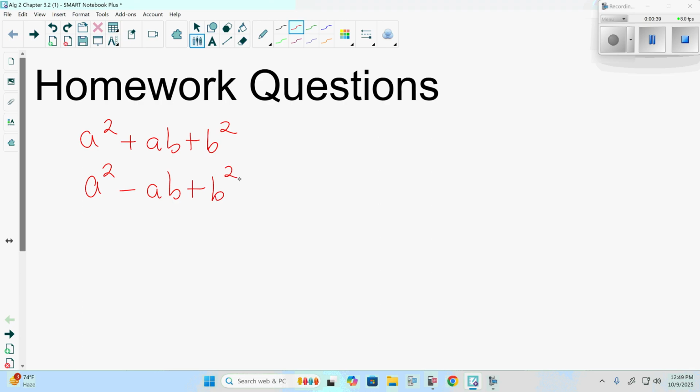We call these two here perfect square trinomials, because a squared plus 2ab plus b squared will factor to the form of a plus b squared, and this here would be a minus b squared. But for the most part, those will factor like we do normally. They work out the same way that they normally would. So there's not a whole lot of emphasis I put on those.